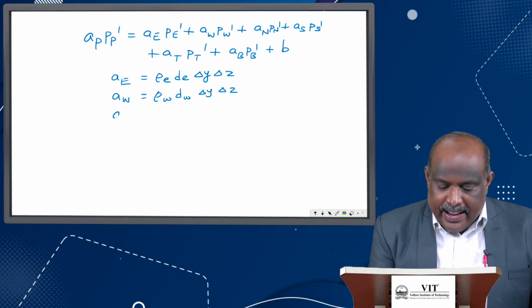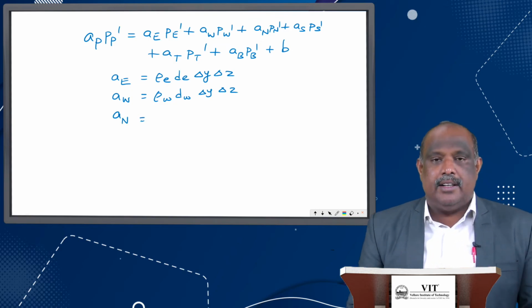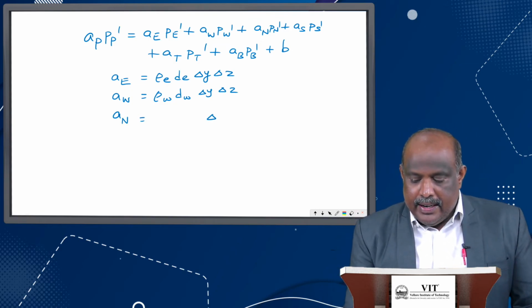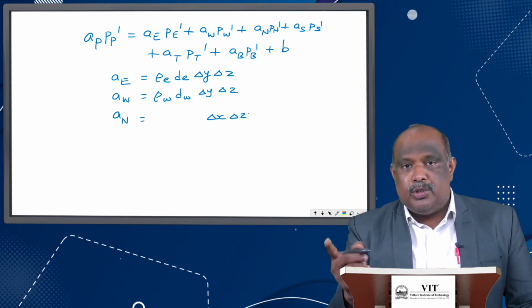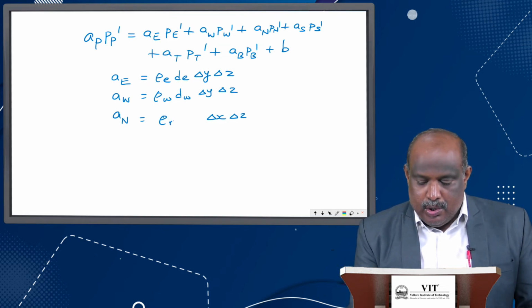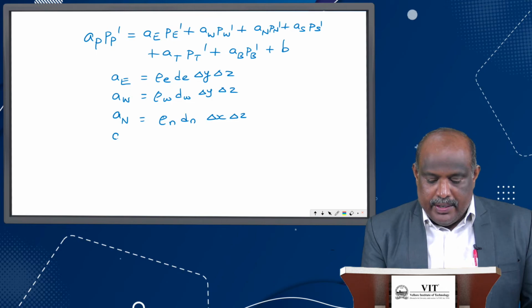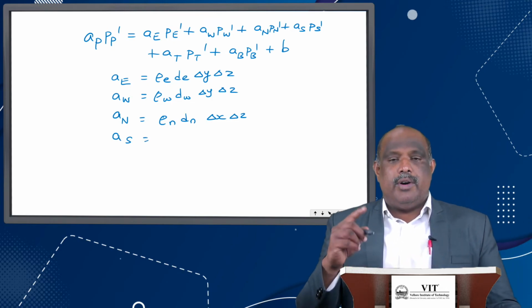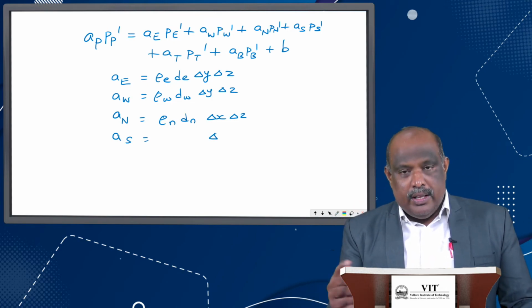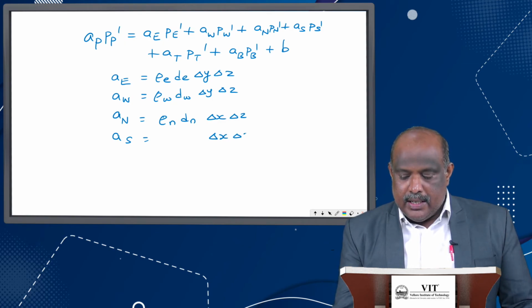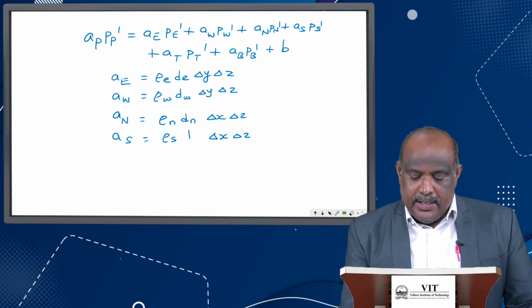What will be a_N? a_N is in the y direction, so it should be Δx and Δz. Δy should not come. So here it will be rho_n d_n. What about a_S? Still it is in the y direction, so Δy should not come. So Δx Δz. It will become rho_s d_s.